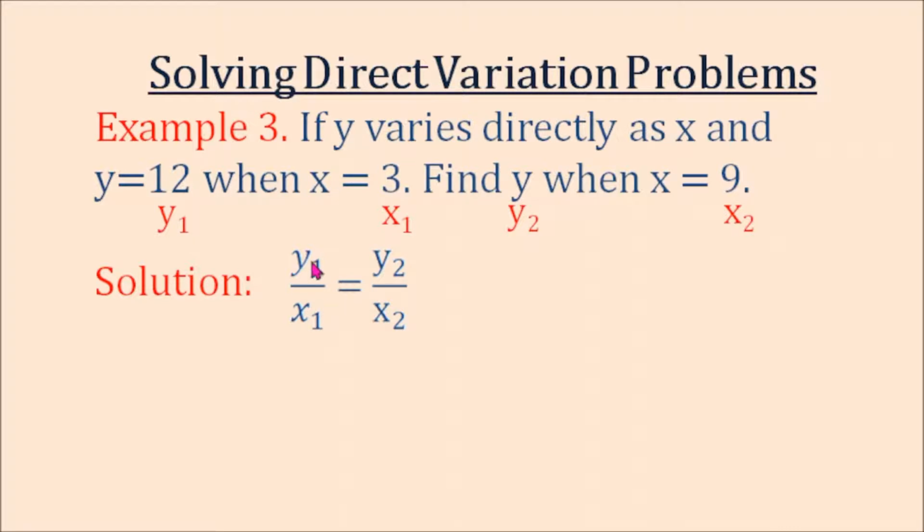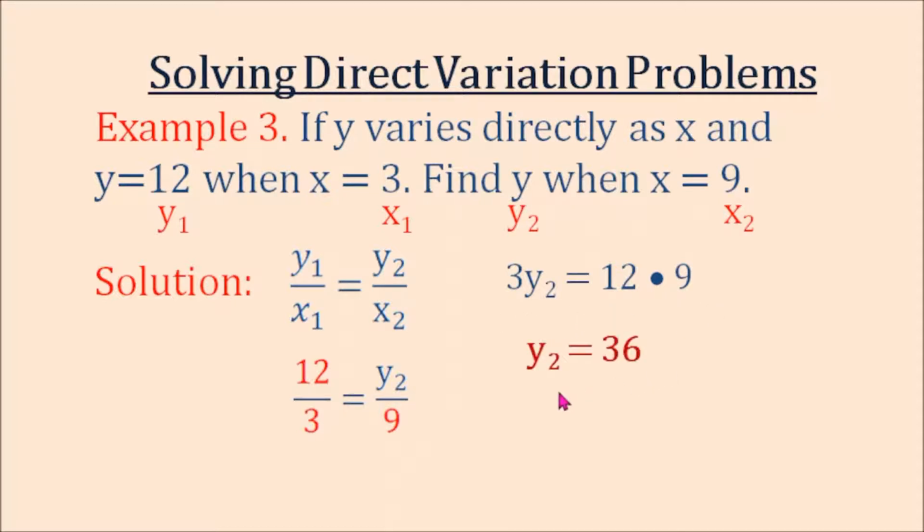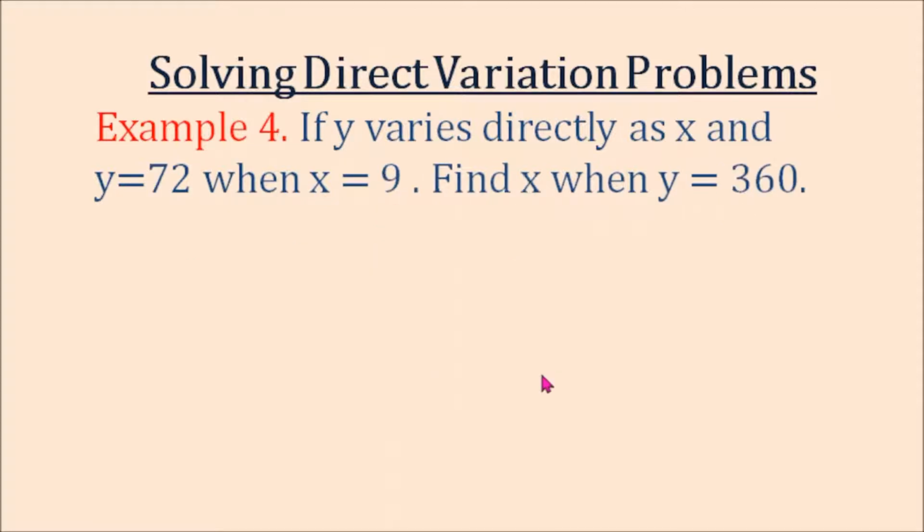So that's 12 over 3 equals y sub 2 over 9. Then we are going to cross multiply. So 3 times y sub 2 equals 12 times 9. Dividing both sides by 3, so that's y sub 2 equals 36.